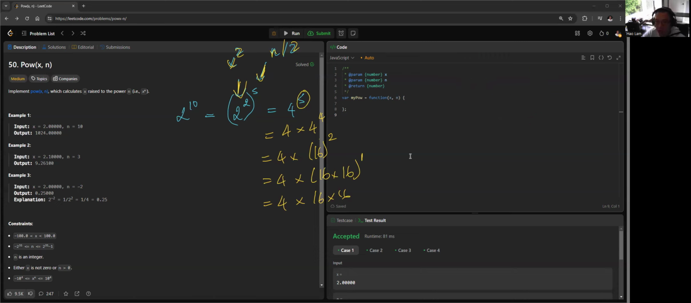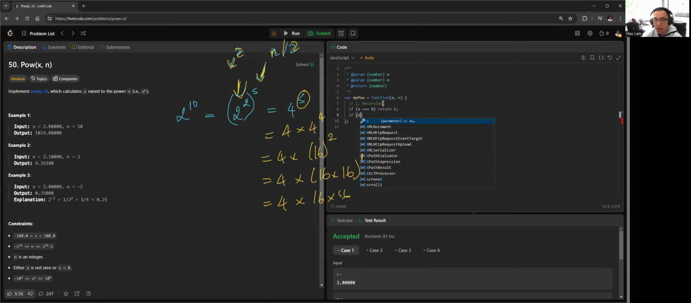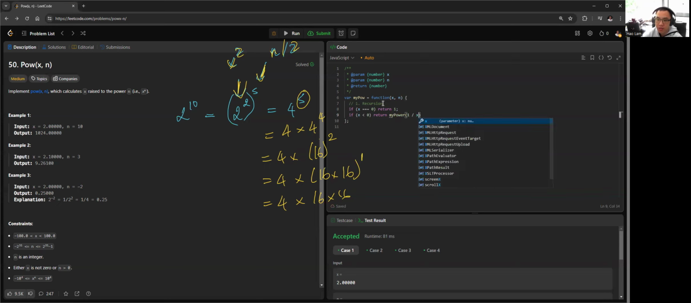So let's code this up. We can use recursion or an iterative approach, it doesn't matter. So we have a few ways. If x is equal to 0, we want to return 1. If n is less than 0, we want to return my power, inverting x, remember, and changing the sign of n.